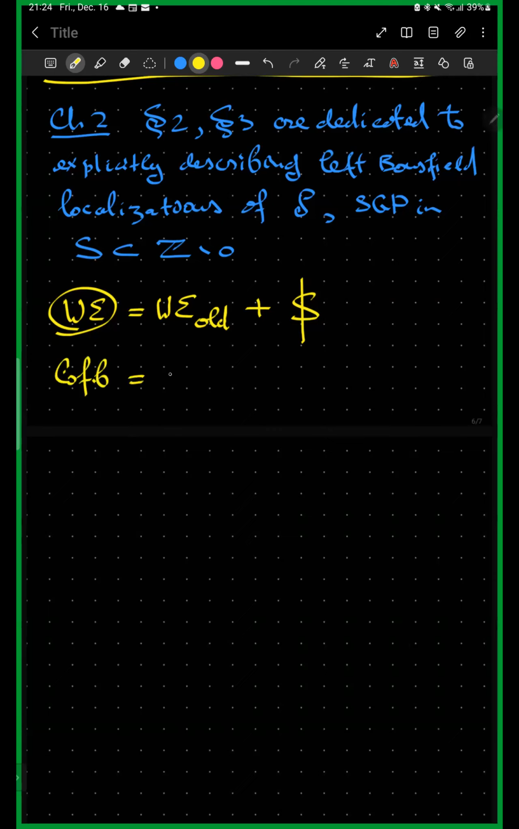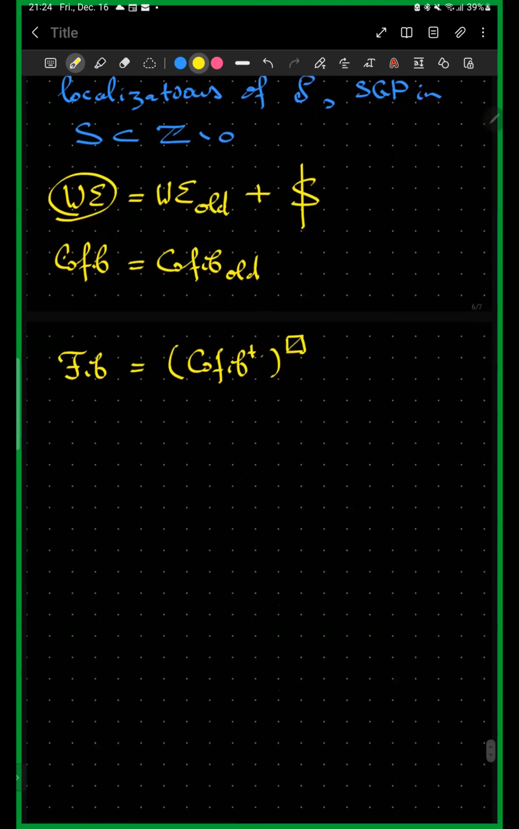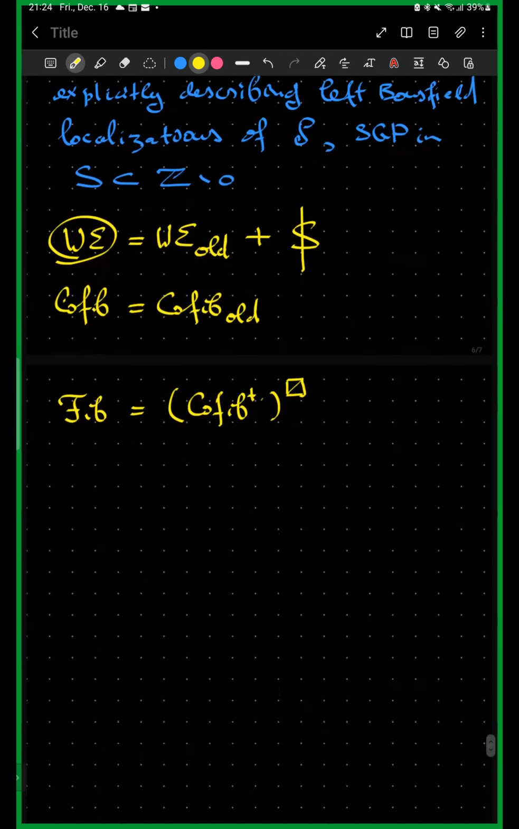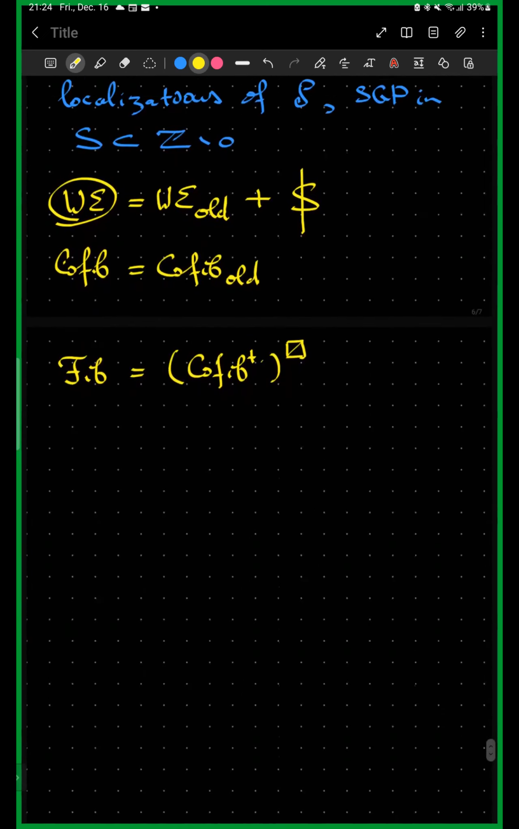Cofibrations remain the same, and fibrations are taken as maps which have the right lifting property with respect to all trivial cofibrations. So that's the very simple description of left Bousfield localization. And of course, there we can describe what are fibrant objects, which is done by Quillen in great detail.